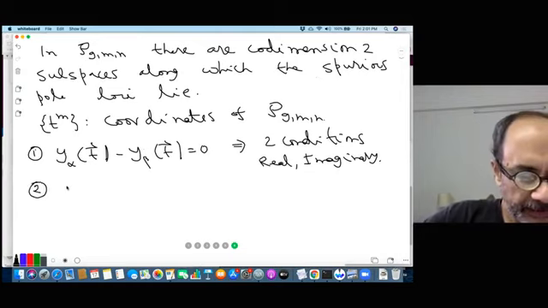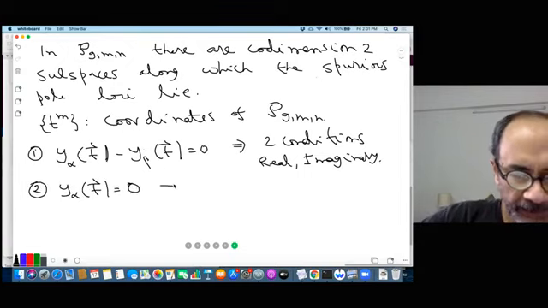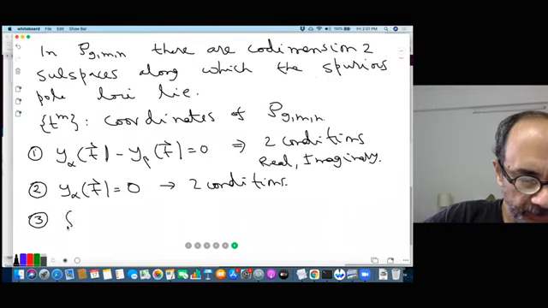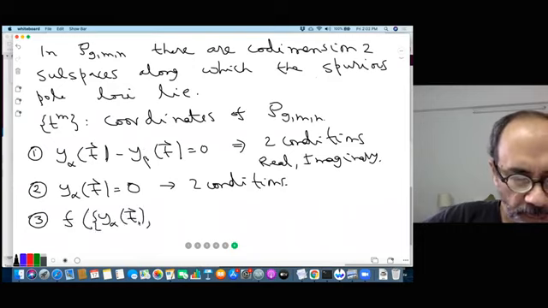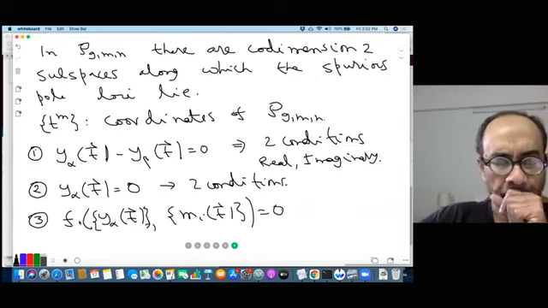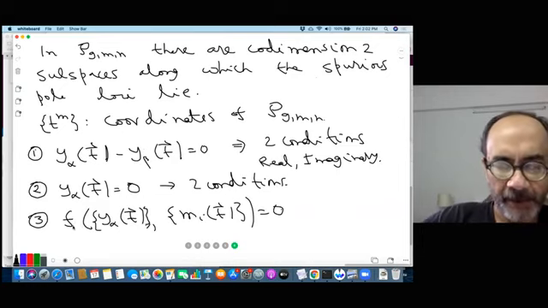The second class had y alpha of t equal to 0. Again, two conditions. And the third class had this form, the complicated function, but nevertheless I can write this. So this is a complex function. So again, you have real and imaginary part, so again, two conditions.